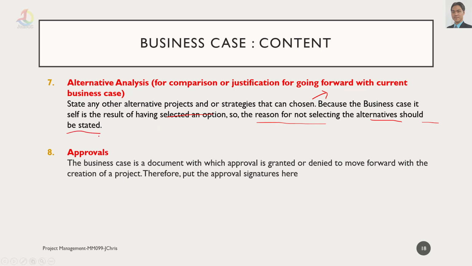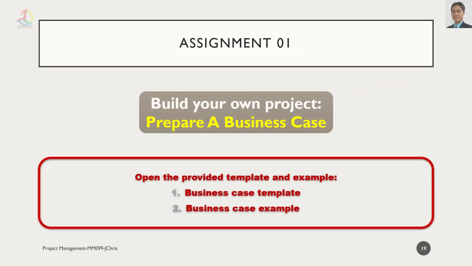So in this case, when we're creating a business case, we're not like a salesman that pitches without telling the alternatives to the solution that we propose. This is the ethical way. Okay, it's not always the business way, but it is the ethical way. Part 8 is the approvals. The business case is a document in which approval is granted or denied. There are two possibilities here, granted or denied, to move forward with the creation of the project. Therefore, put the approval signature here.